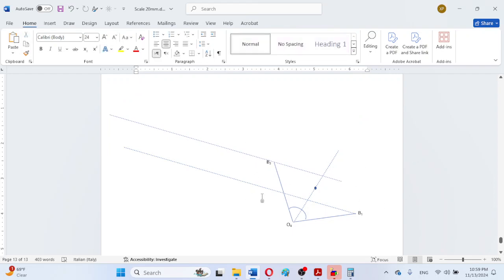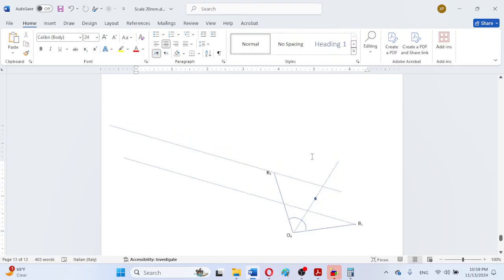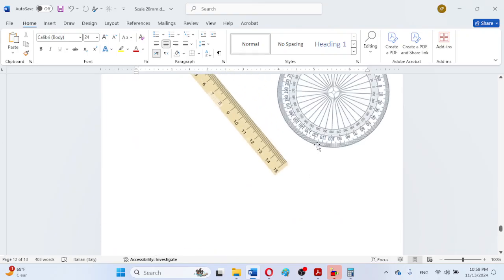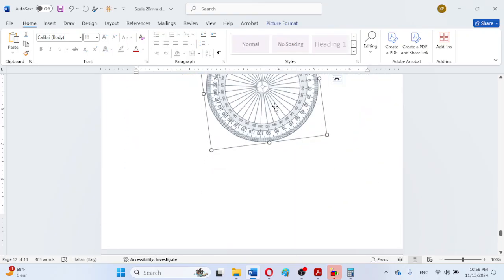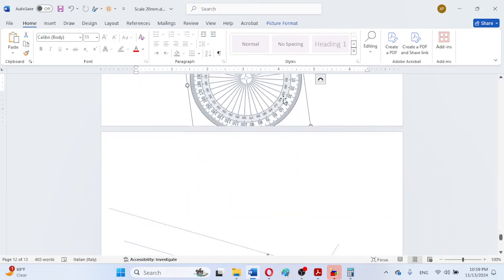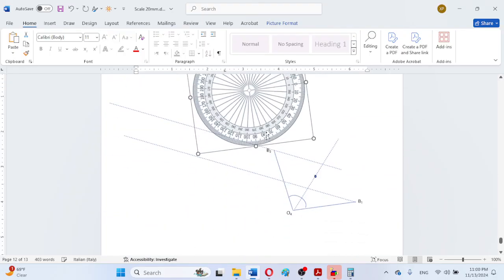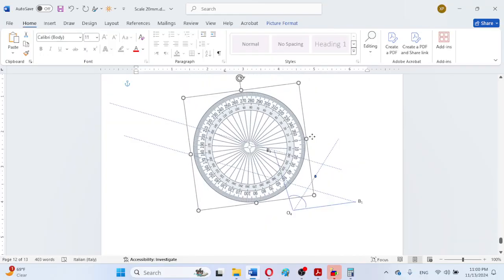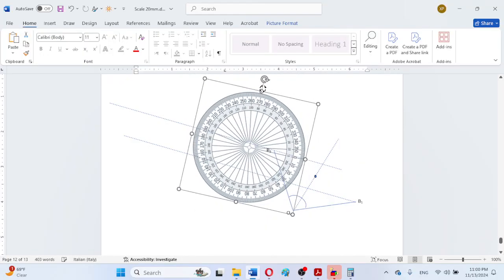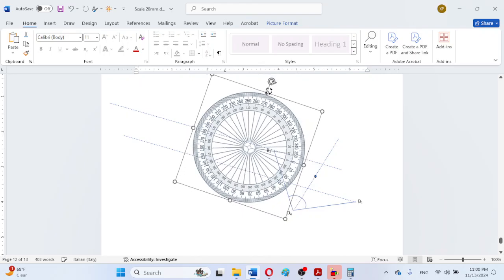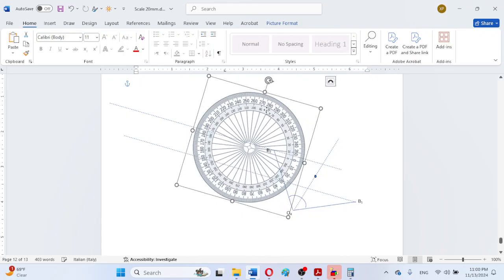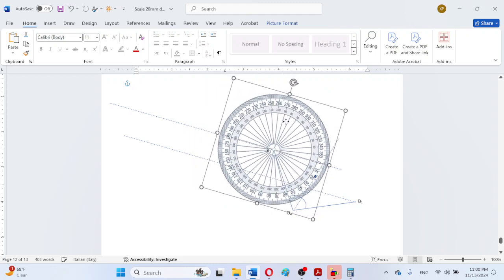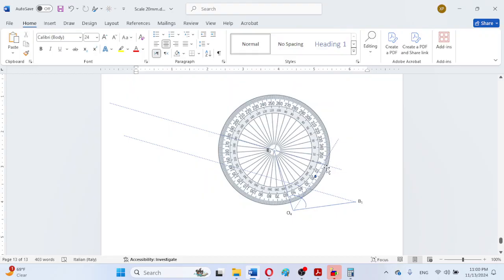So these two lines are parallel, and after that what we will be doing is placing the protractor here, moving it, and placing this zero line like this here at center B2, so that the 0 degree line is here.